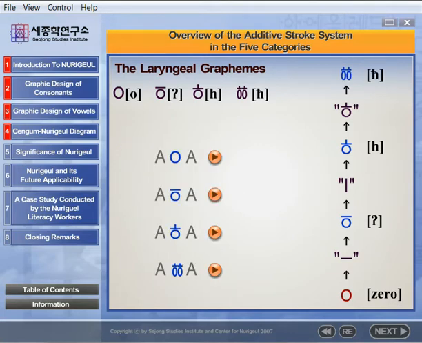Now, let's practice the 4 throat sounds. A, a.